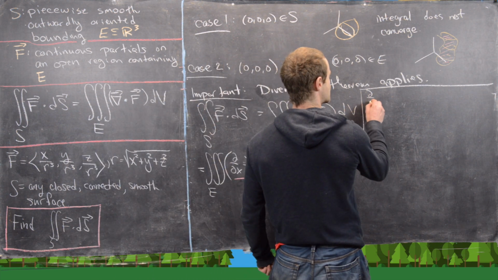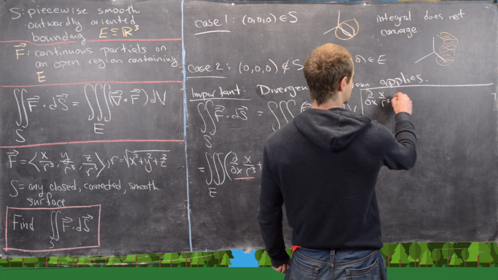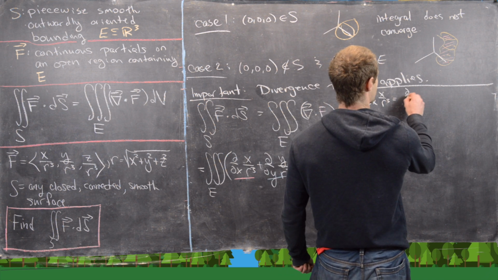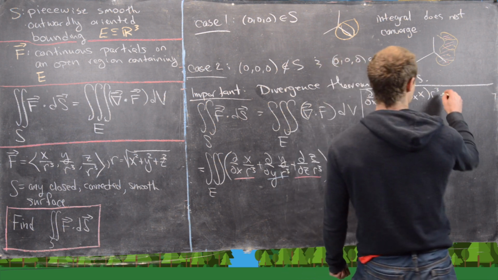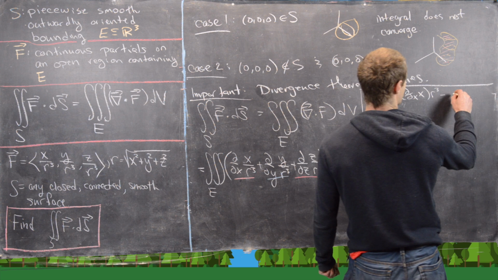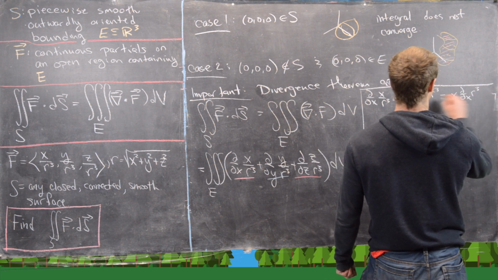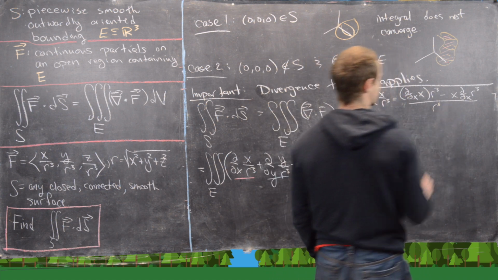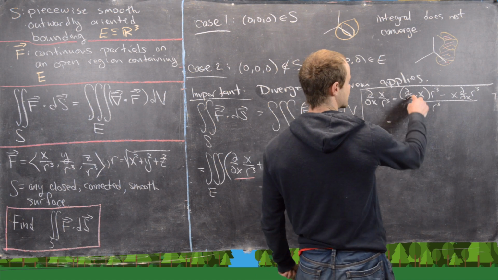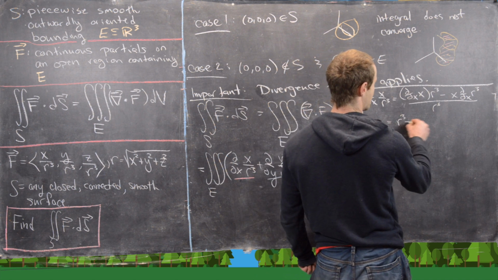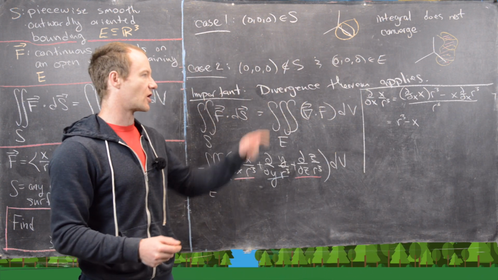So we need the partial with respect to x of x over r cubed, but notice that's going to be the partial with respect to x of x times r cubed, minus x times the partial with respect to x of r cubed, and that is all over r to the 6th. Okay, good. Now let's do the derivative of each of these parts. Notice this is going to give us r cubed minus x. Now let's see what the partial with respect to x of r cubed is.